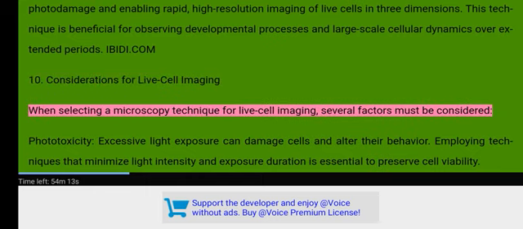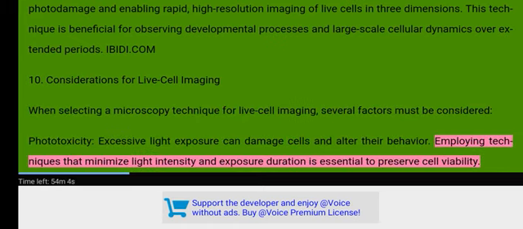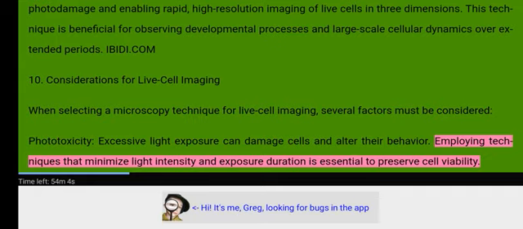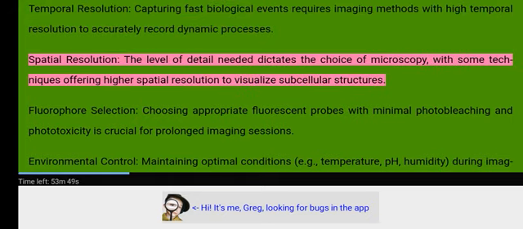10. Considerations for live cell imaging. When selecting a microscopy technique for live cell imaging, several factors must be considered. Phototoxicity. Excessive light exposure can damage cells and alter their behavior. Employing techniques that minimize light intensity and exposure duration is essential to preserve cell viability. Temporal resolution. Capturing fast biological events requires imaging methods with high temporal resolution to accurately record dynamic processes.